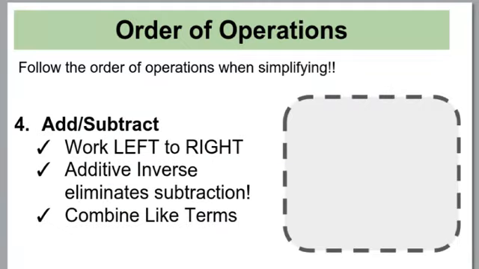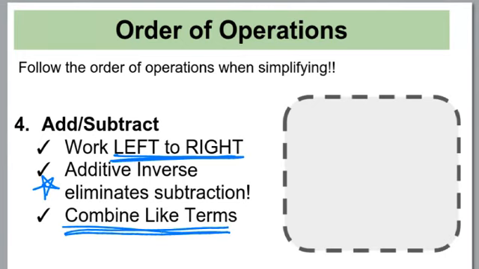Adding and subtracting. Again, we work left to right. Our second little check mark is actually kind of a pro tip. Additive inverse eliminates subtraction. I'm going to get back to that in a minute. The third thing that's important about adding and subtracting when it comes to the order of operations, combining like terms. Remember, the word combine means to add. So the combining like terms portion of your work happens during the addition step of the order of operations, because combining is adding.